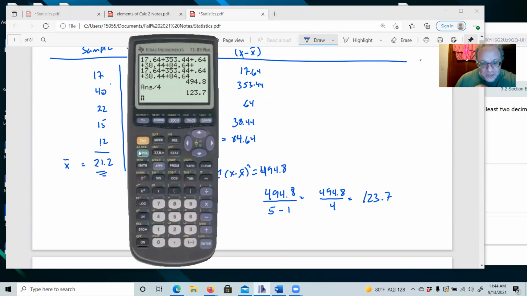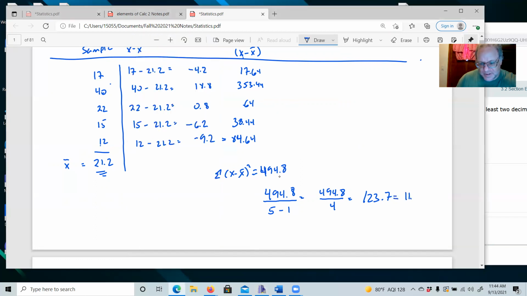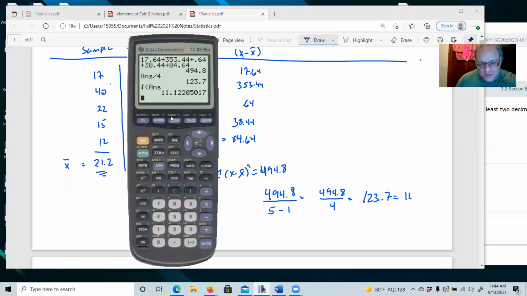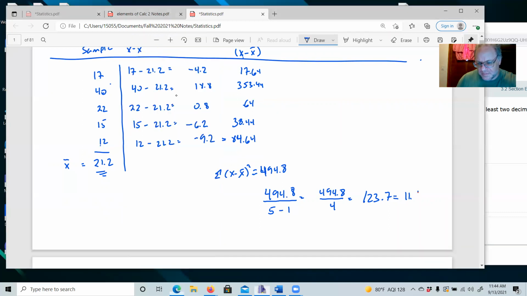Okay, so second function square root. Second function, this one gives you the ANS button. So that's the previous answer. So this will be the square root of 123.7. It should be that 11-ish. All right, 11 point, what did they say? How many decimals? They say 11.12.